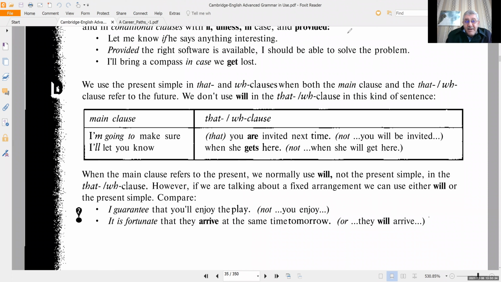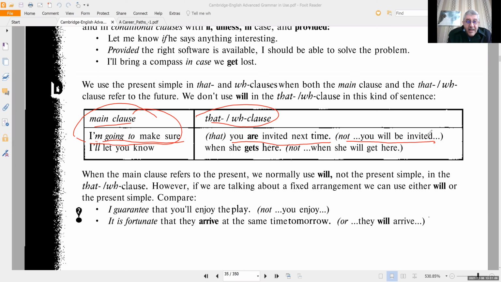هنا نستخدم relative clauses اللي هي الجمل المركبة. I'm going to make sure that you are invited next time. The main clause اللي هي العبارة الرئيسية. I'm going to make sure، سأتأكد ماذا؟ that you are invited next time. حتأكد إنه I'm going to make sure. إذن هذه العبارة الرئيسية، وهذه that المساندة، تسمى المساندة، that you are invited next time. Not you will be invited.